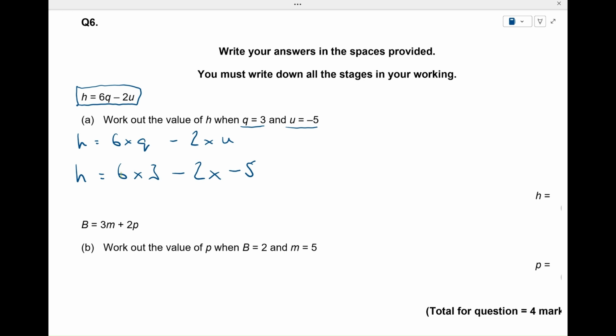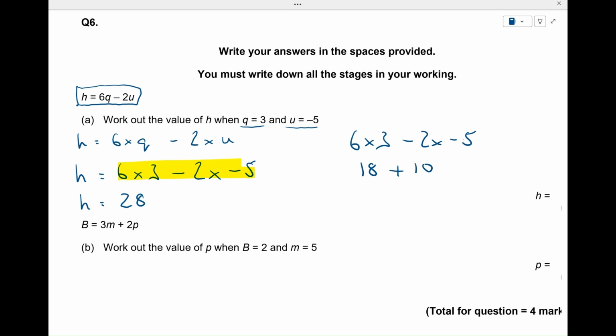Again, I would just put that straight into your calculator. Let me do that. See what I get. 6 times 3 minus 2 times minus 5 equals 28. And I'll tell you how that is. It's 6 times 3 minus 2 times minus 5. 6 3s are 18. And minus times a minus is a plus. So minus 2 times minus 5 is plus 10. 18 plus 10.